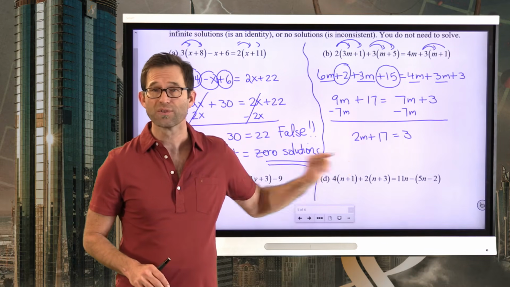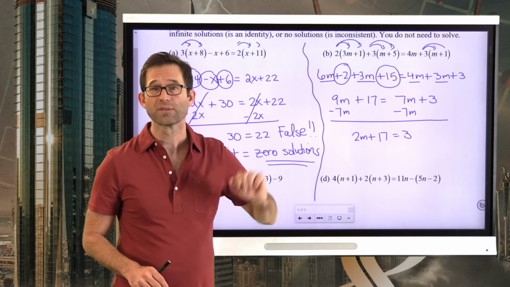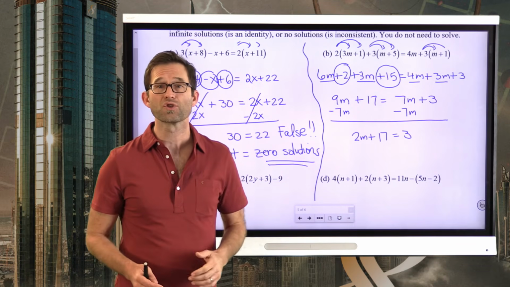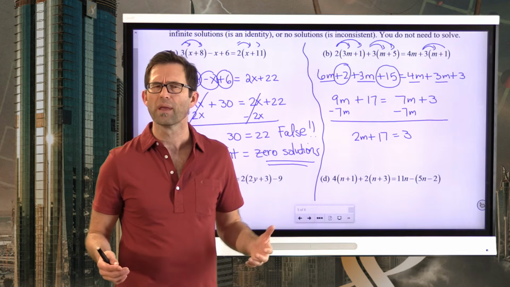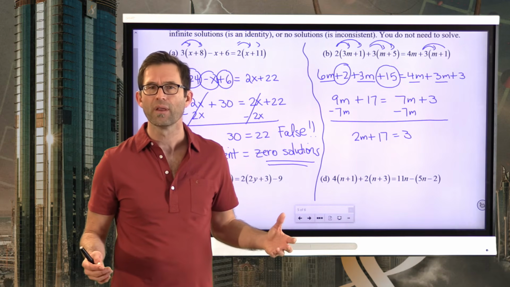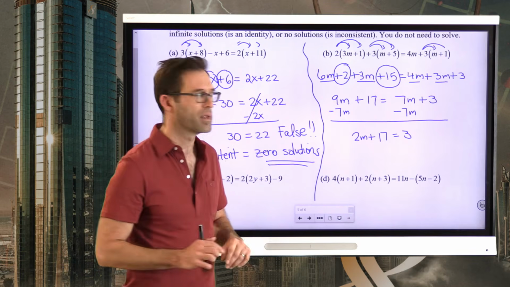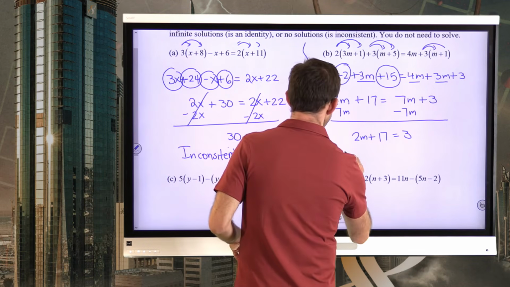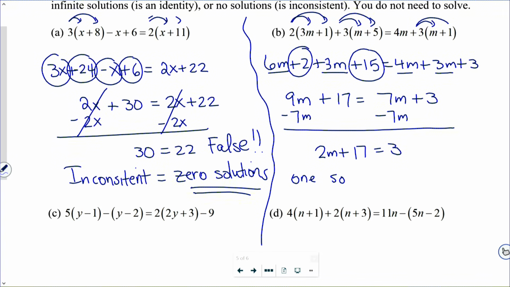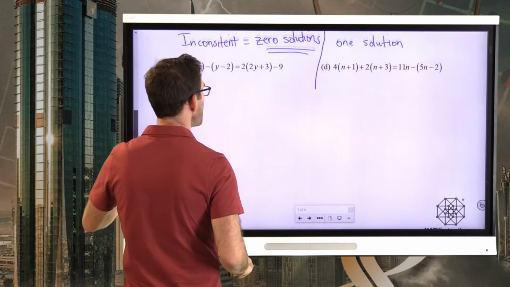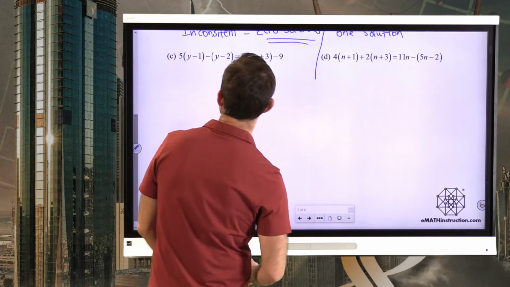This equation ultimately is going to have one solution. And you could go on and actually find that solution. It would end up being m equals -7, but you shouldn't need to. You should know at this point, well, it's not an identity and it's not inconsistent. So this is just a normal equation with one solution. All right, let's keep working on these last two, see if they're identities or inconsistent.